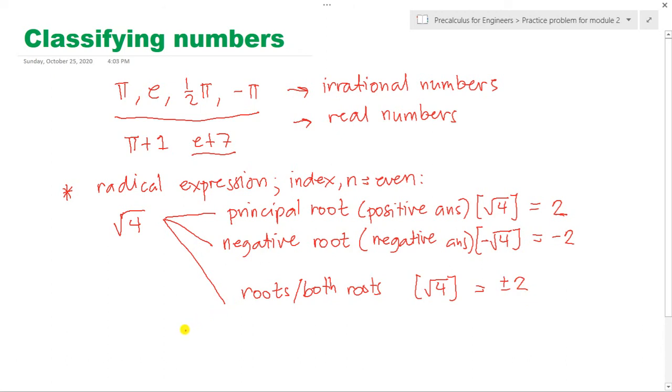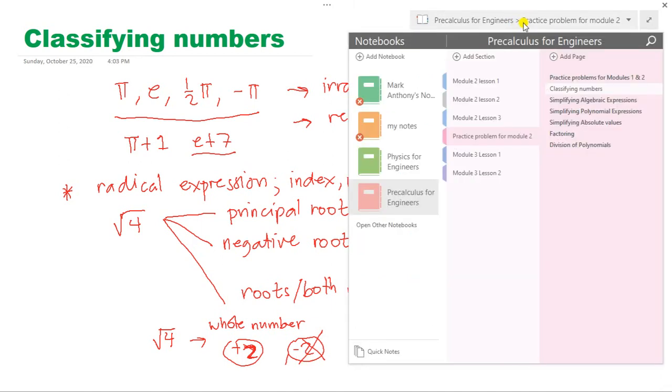Kapag pina-classify kayo ng simply square root of 4, hindi sinasabing principal root or negative root, kapag kina-classify mo yan, let's say as a whole number, only the positive 2. So only the positive 2 is the whole number. Negative 2 is not included because negative 2 is a negative integer, not a whole number anymore. So please be mindful with that one class.